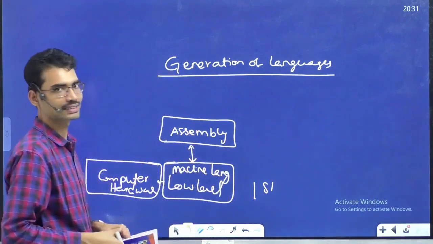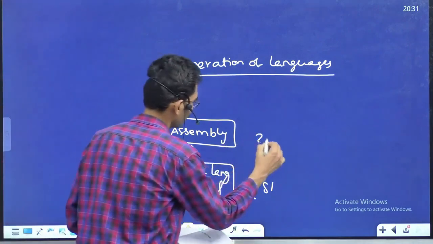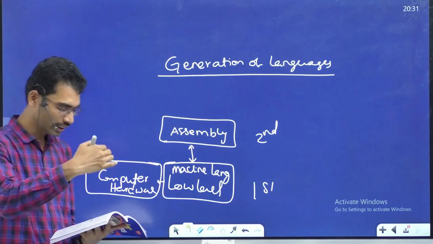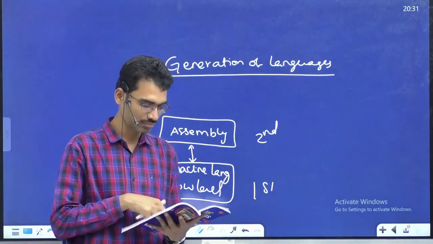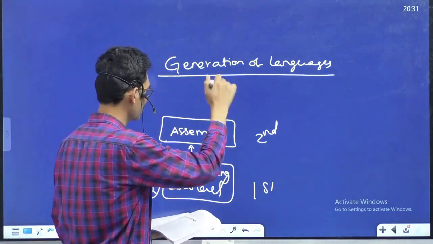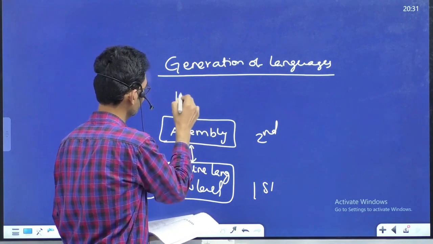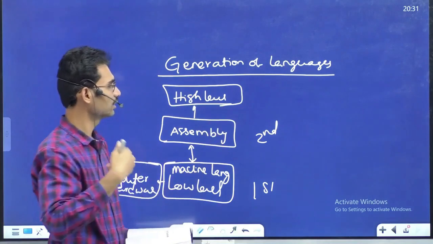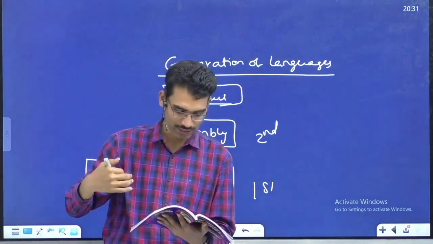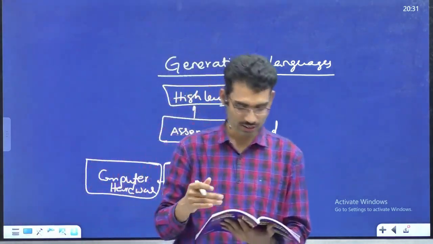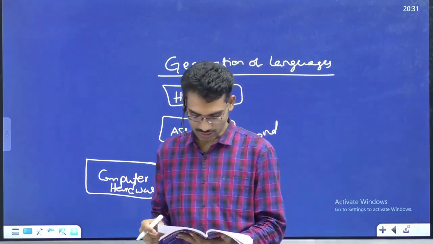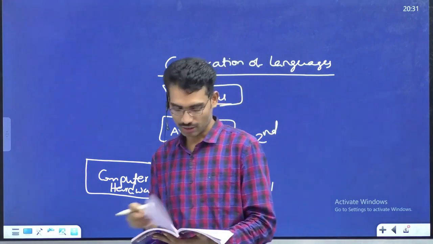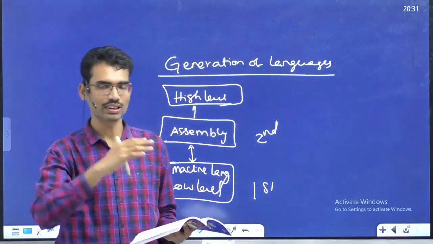This is the second generation. Now thereafter, third generation, fourth generation, fifth generation, the remaining programs, high-level languages, depending on the complexity, third generation, fourth generation, and presently fifth generation is working. This is how different types of terminologies with respect to computers.